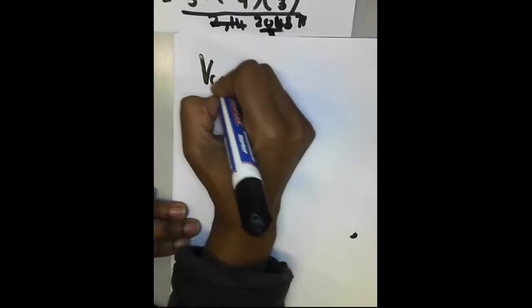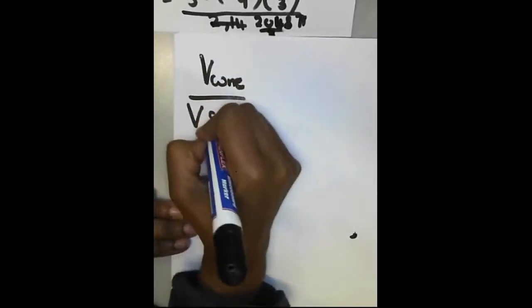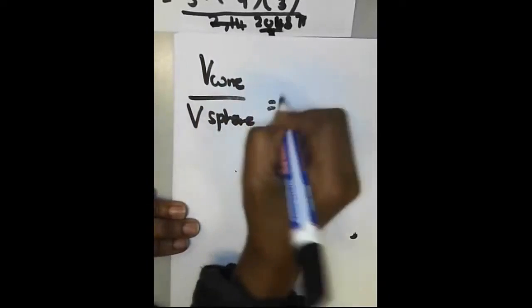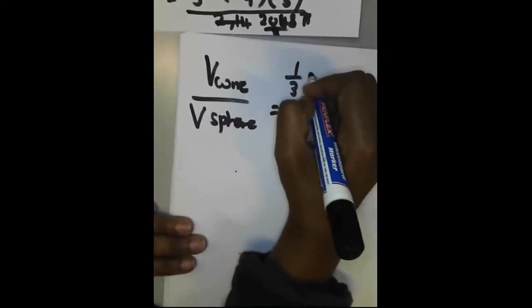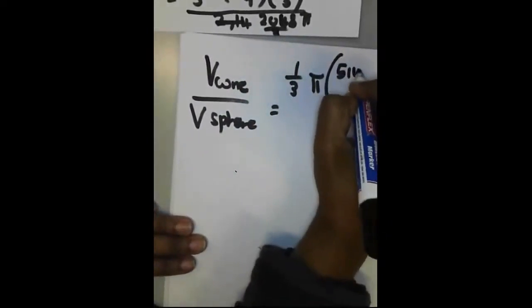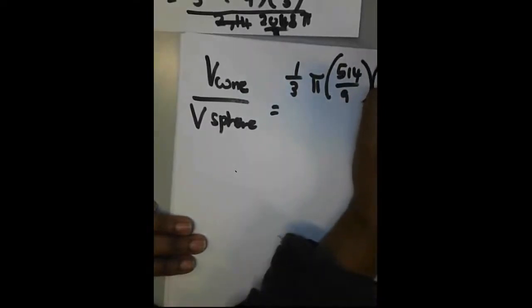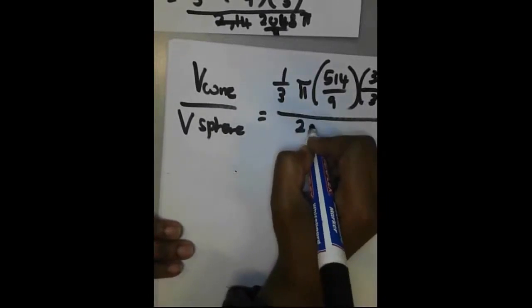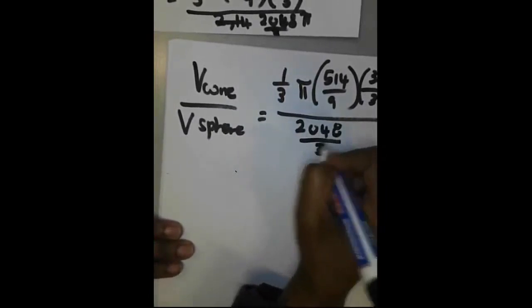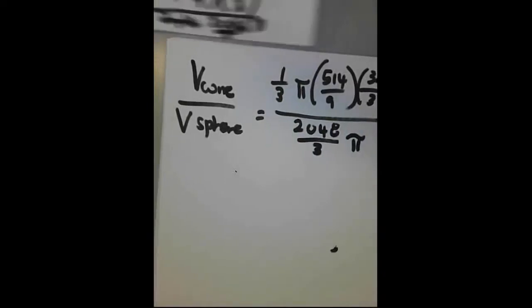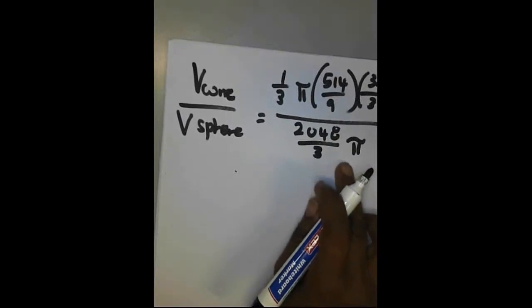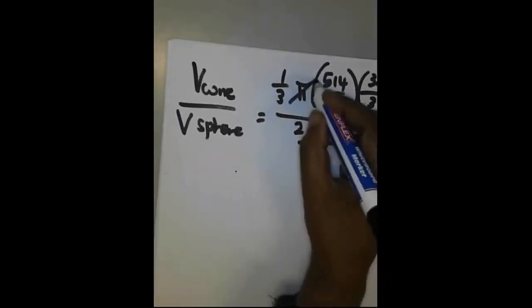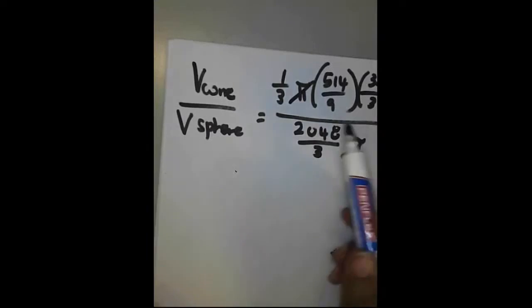What I have to do is, ladies and gentlemen, my volume of my cone divided by the volume of my sphere is equal to 1/3 pi times 512 over 9 times 32 over 3. I was just making sure that I did substitute it correctly. And this one was 2048 pi divided by 3. I have to change my number back to a pi value for the volume of the sphere because I've got it in terms of pi. So the pi's cancel. The thirds cancel.